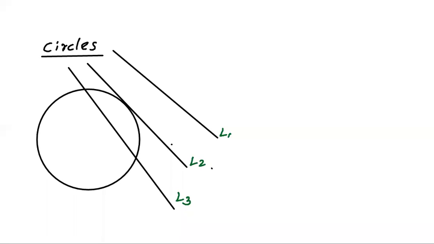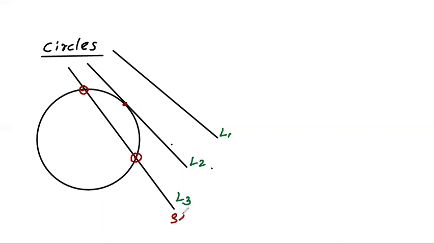Hi, now we are discussing the chapter of circles. So here I have drawn one circle and also three lines, L1, L2, L3. You can see that L1 is not crossing or touching the circle, but L2 is another line which touches the circle exactly at one point, and L3 is crossing or intersecting the circle at 2 points. So three lines are there, L1, L2, L3.